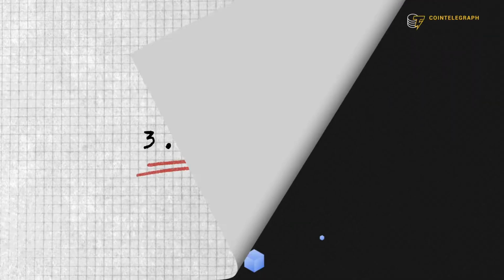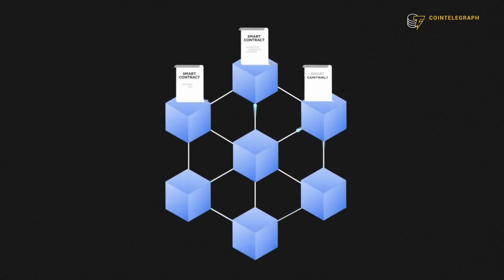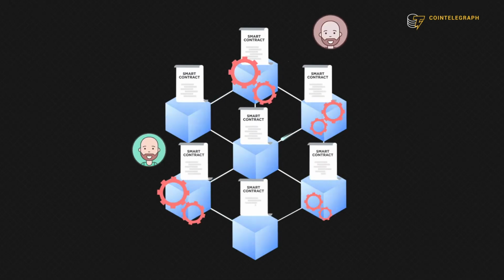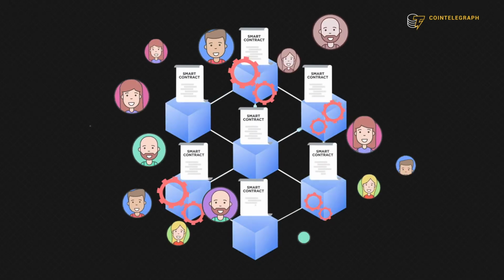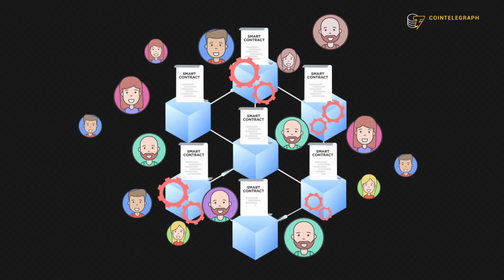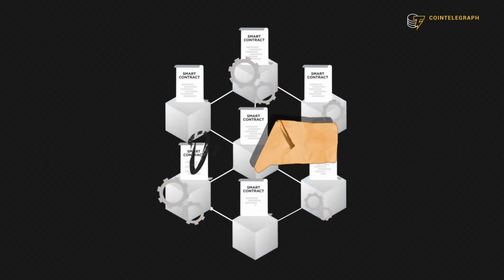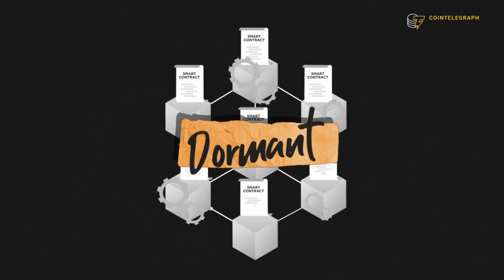Autonomous. Smart contracts don't need to be operated. Once they're deployed on the blockchain, they run on their own. Users can interact with the contract, and once the conditions of the contract are met, the contract will automatically execute. In most cases though, if a smart contract isn't triggered, it will stay dormant and won't perform any action.